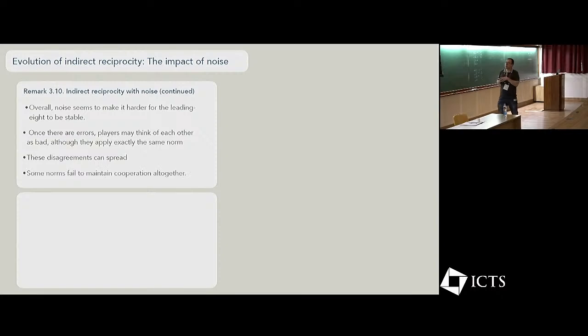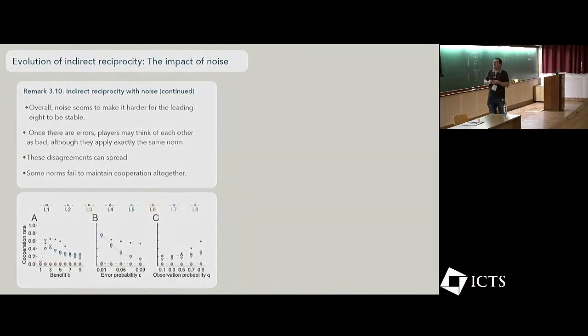And we also saw that some norms fail to maintain cooperation altogether. For example, with stern judging, it's no longer possible to maintain full cooperation. For these simulations, we used a certain parameter value, the error rate is 5%, something like that. But you would actually get the same picture for stern judging, you provably get the same picture for any positive error rate. So in the end, with stern judging, you always get this random noise.